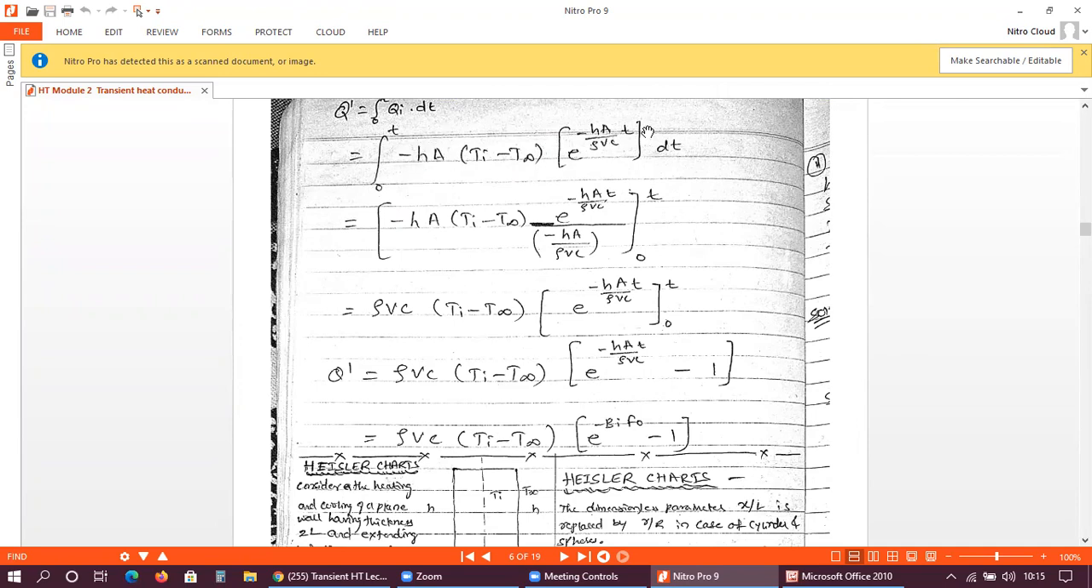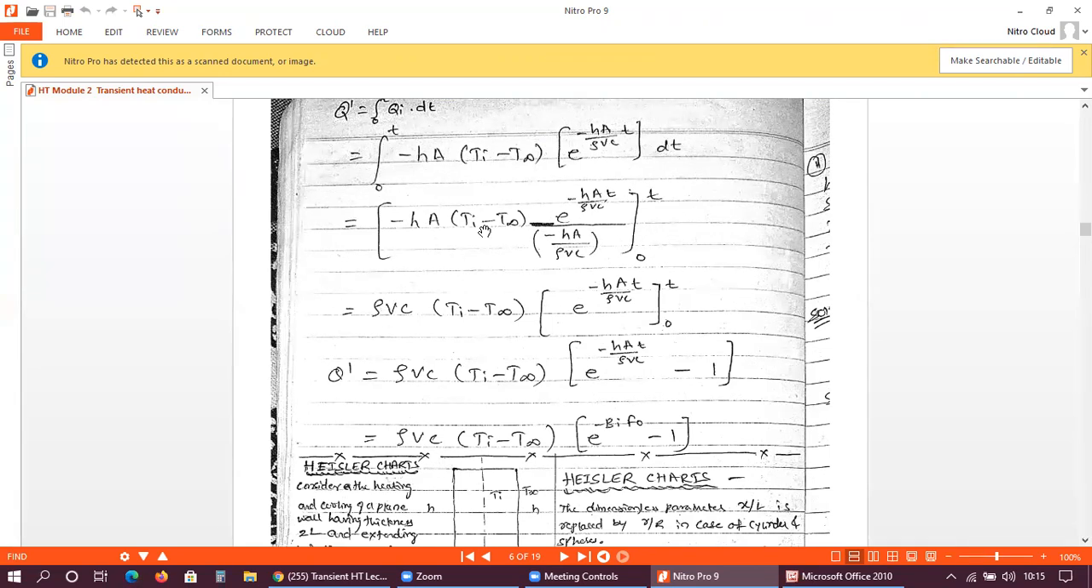right? I'm going to replace this qi, and I'm going to integrate within the limit 0 to t with respect to dt. Okay, so now you can simplify this or integrate it. You will get minus hA into (Ti minus T infinity) into e raised to minus hAt by rho Vc, divided by hA divided by rho Vc, within the limit 0 to t. So this is the integration, right? That's why it is in the denominator part. e raised to x, integrated, is nothing but e raised to x divided by x, something like that. Okay, you just recall that part.